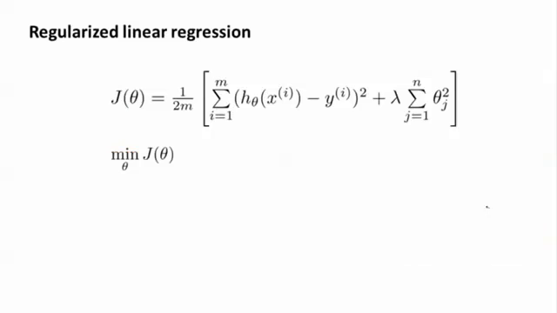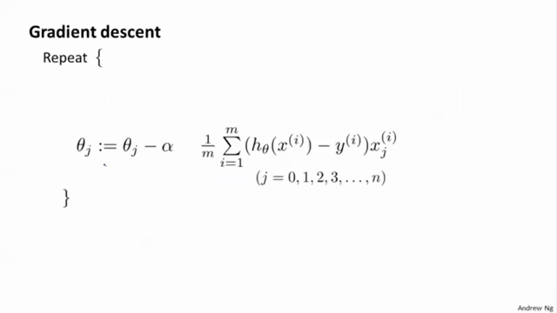Here's the optimization objective that we came up with last time for regularized linear regression. This first part is our usual objective for linear regression, and we now have this additional regularization term where lambda is our regularization parameter, and we'd like to find parameters theta that minimize this regularized cost function J of theta. Previously, we were using gradient descent for the original cost function without the regularization term, and we had the following algorithm.